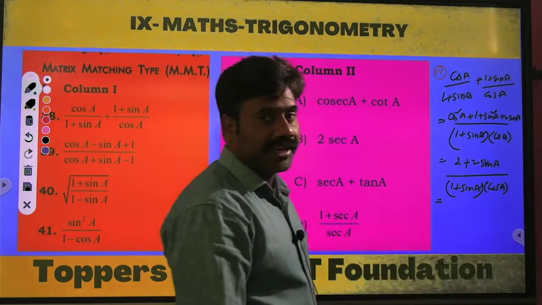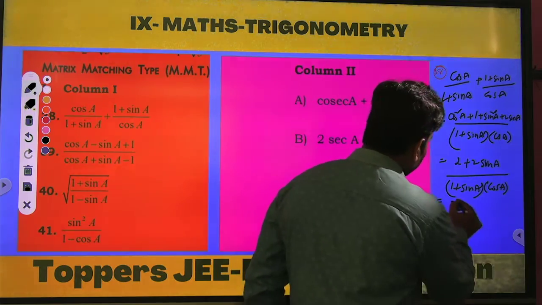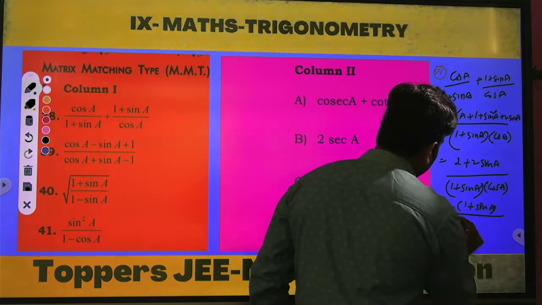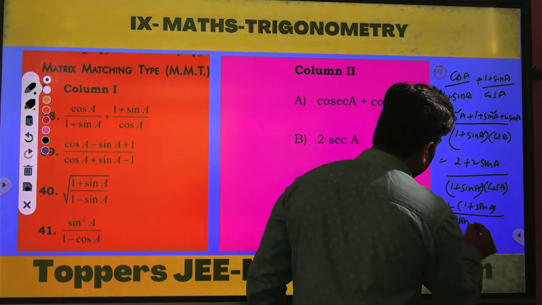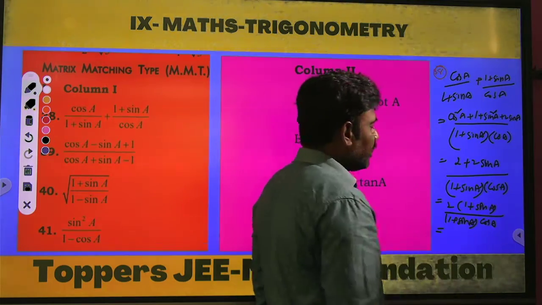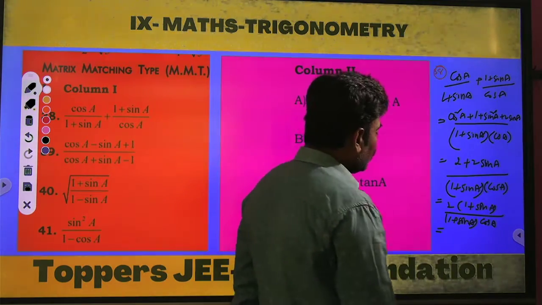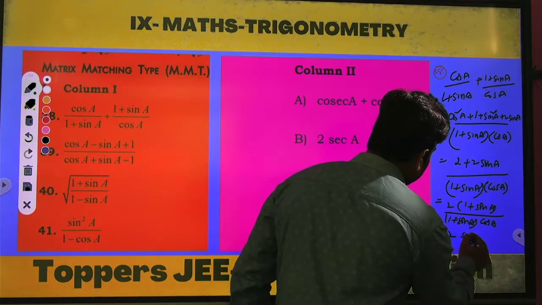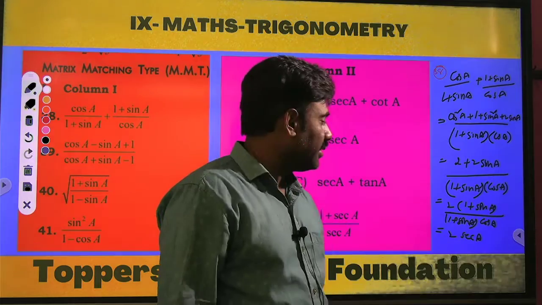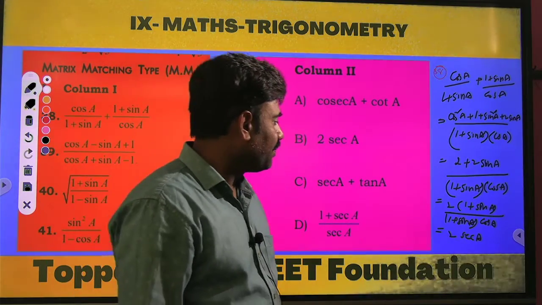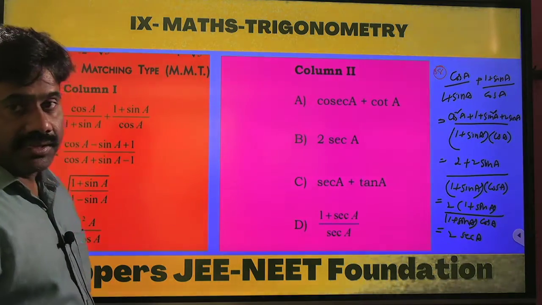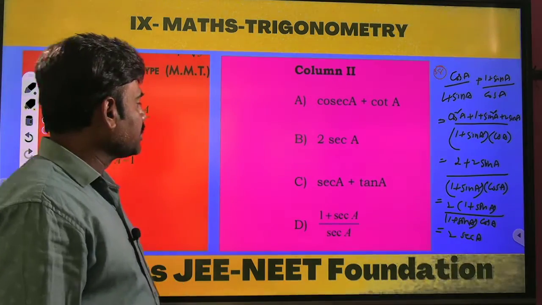From the numerator part let us take 2 common: 2 into 1 plus sin A by 1 plus sin A into cos A. Now 1 plus sin A and 1 plus sin A get cancelled. Finally we will get 2 by cos A. 2 by cos A can be written as 2 into secant A, because 2 by cos A means 2 into 1 by cos A, and 1 by cos A is nothing but secant A. So finally we will get 2 secant A as the answer. Option B is the correct answer in the given options.